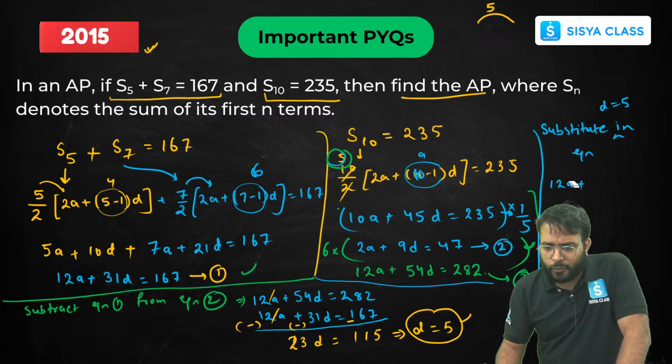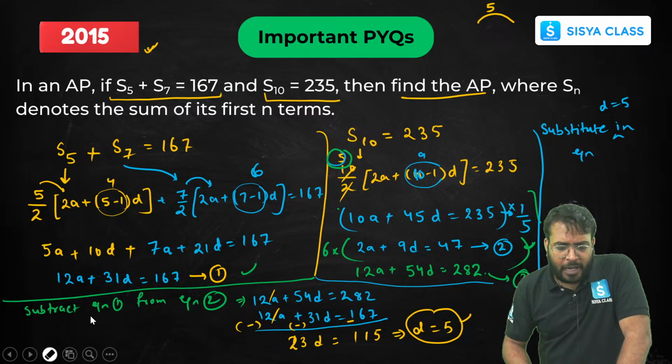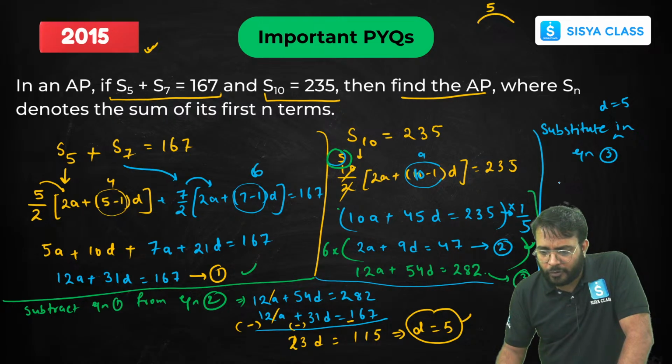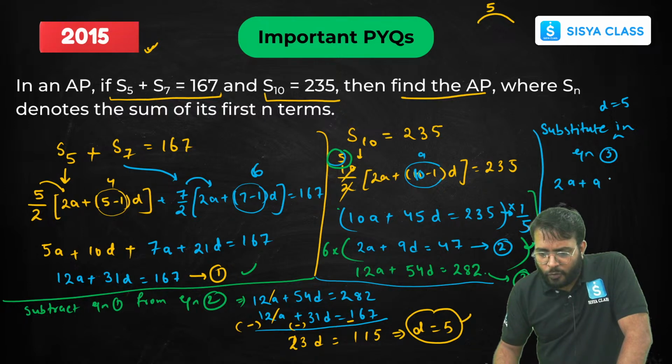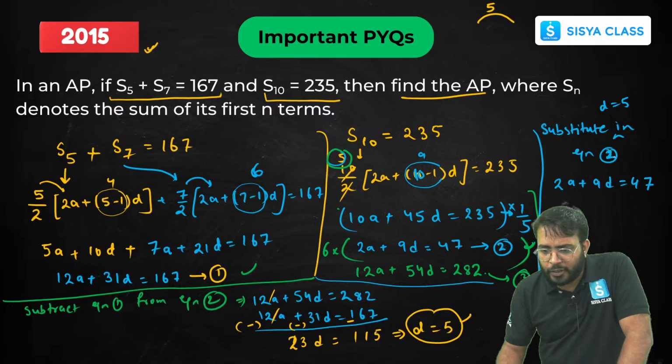Because equation 1 is going to be a little lengthy, that's why I will choose equation 3 to substitute this. So what is equation 3? It is 2a plus 9d is equal to 47. Sorry, not equation 3, that is equation 2.